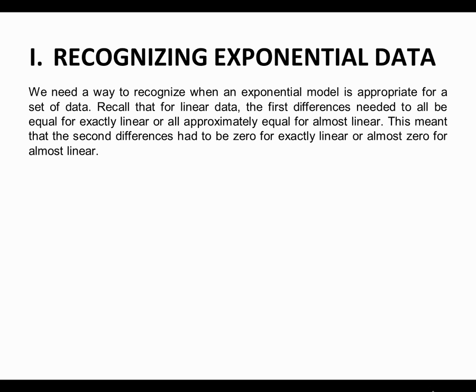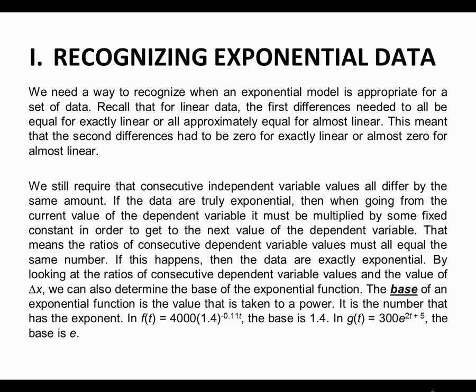So now we still require that the consecutive independent values all differ by the same amount. Remember, that was called uniform. Now, if the data are truly exponential, which would mean that they're exactly exponential, then when going from the current value of the dependent variable, it must be multiplied by some fixed constant in order to get to the next value.